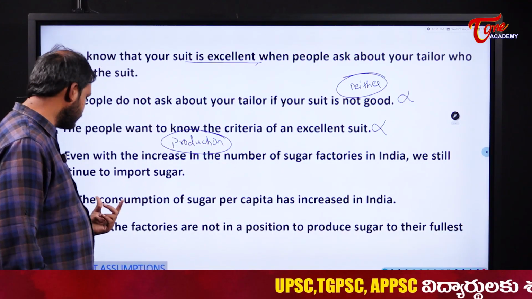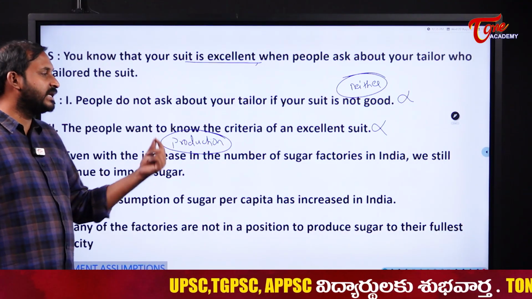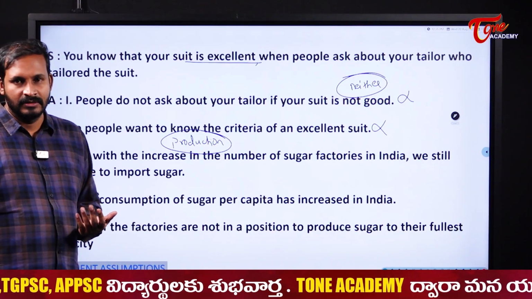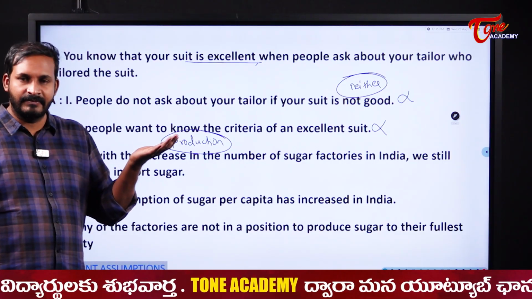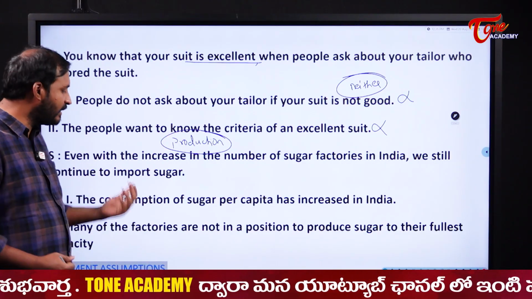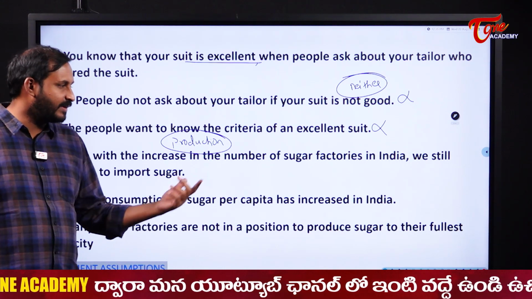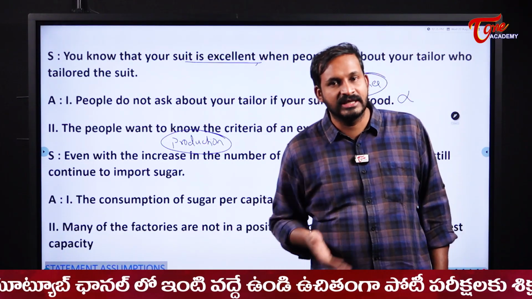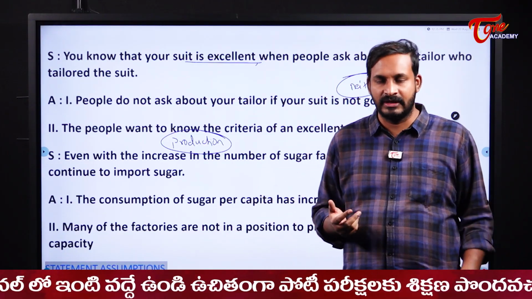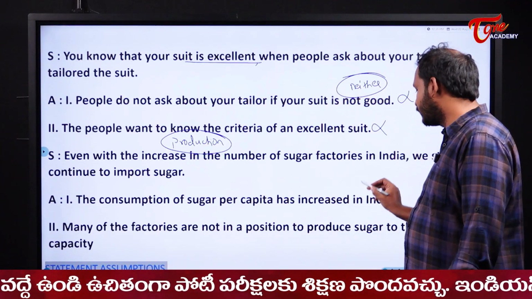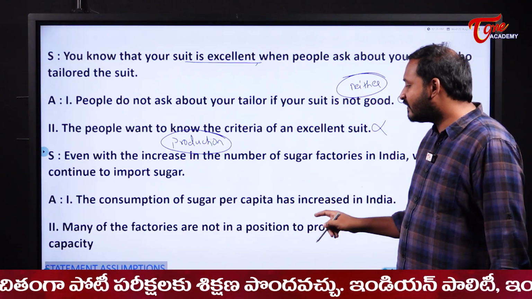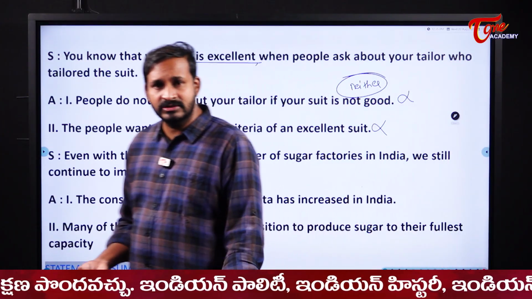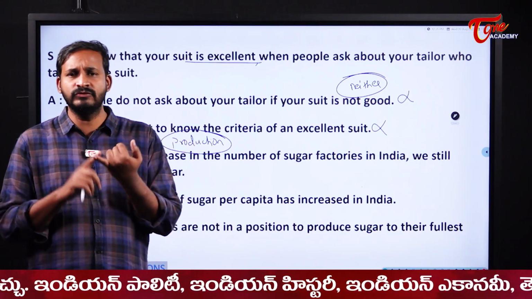So let us see this one. "Even with the increase in number of sugar factories in India, we still continue to import the sugar." Factories are increasing, but still we are importing the sugar. Now, what might be the reason? "The consumption of sugar per capita has increased in India." Yes. See, even though factories are increasing, if consumption keeps on increasing, it is not sufficient. So we will put that. Okay, there is an idea. Next. "Many of the factories are not in a position to produce sugar to their fullest capacity." Yes, that might also be a reason, right? See, two chances are there.